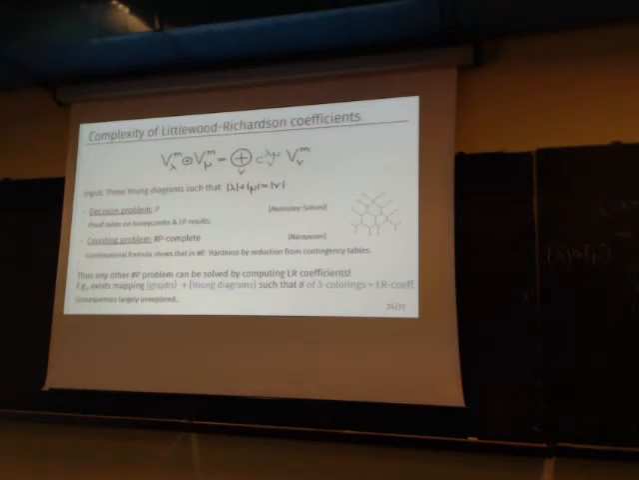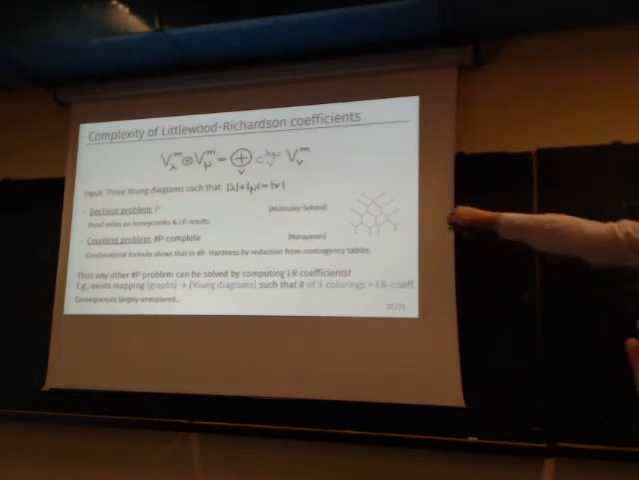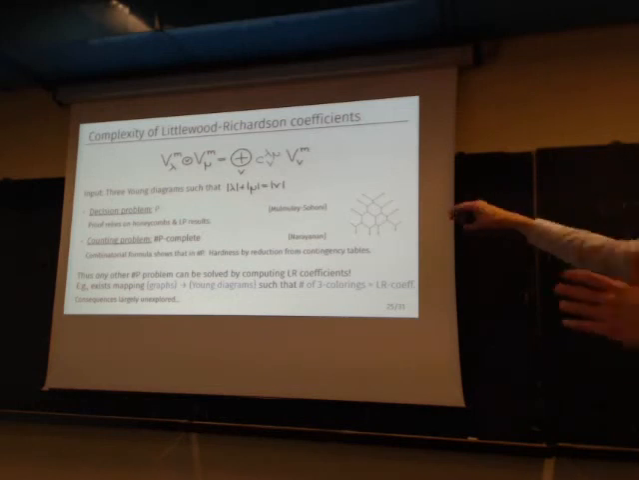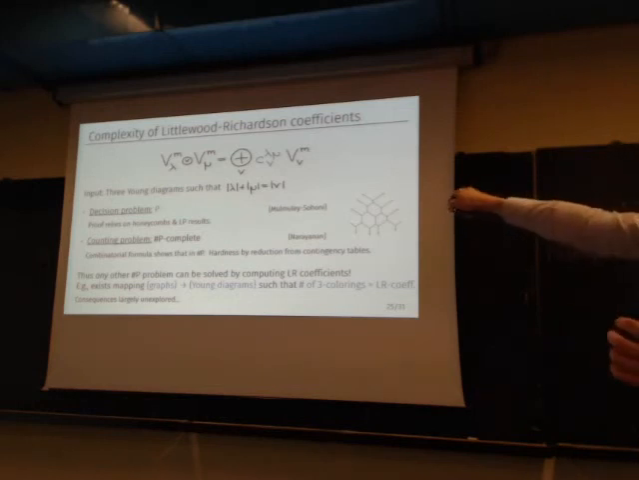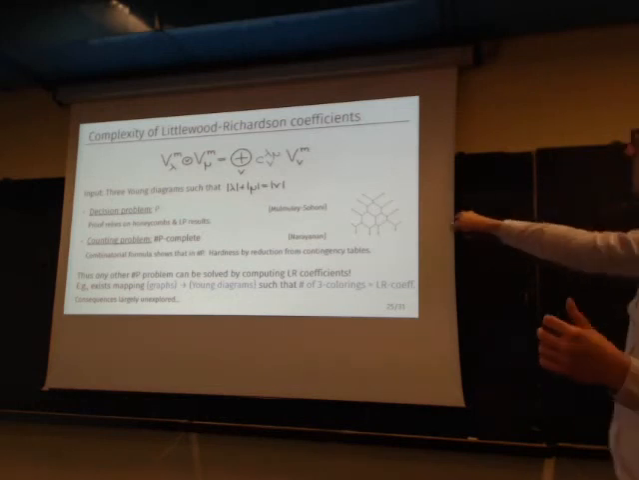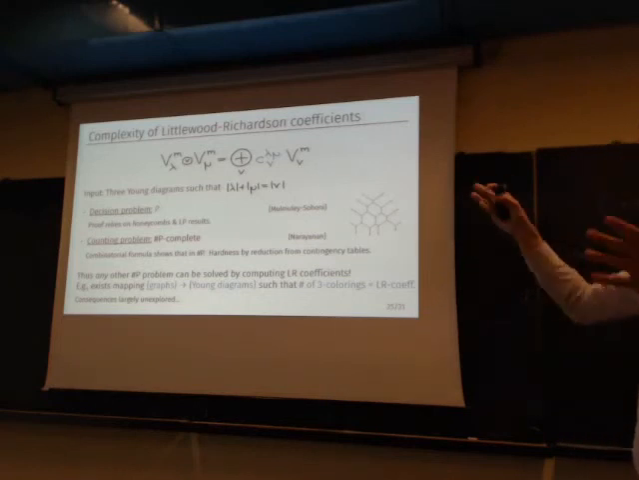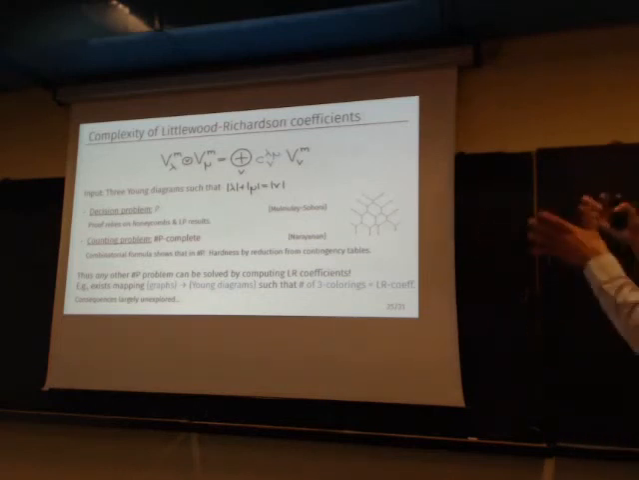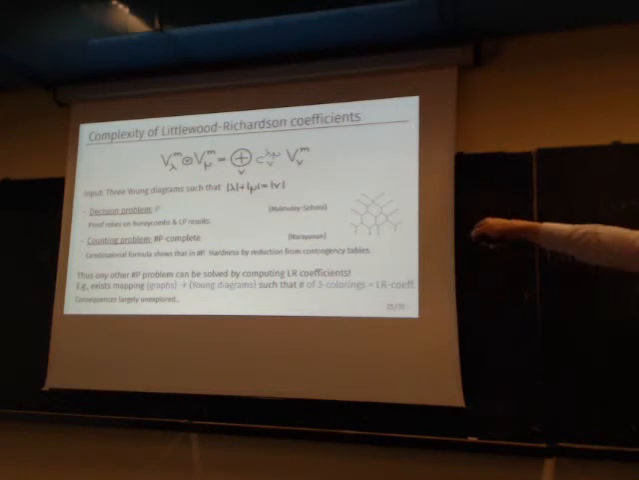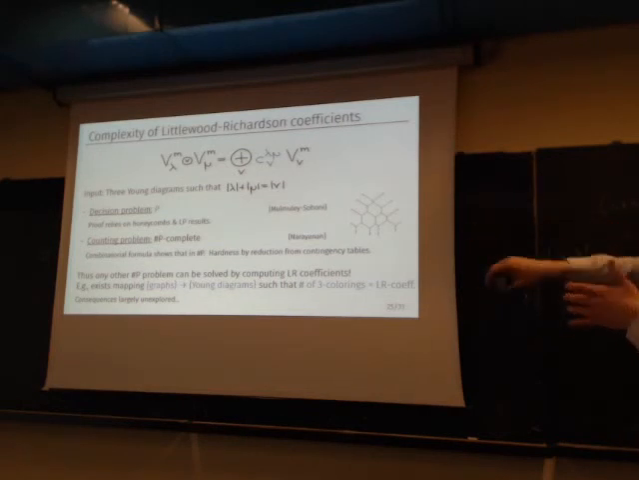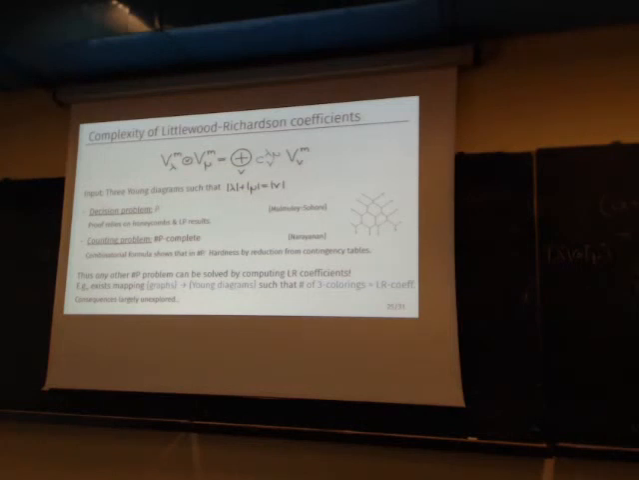Here's the Littlewood-Richardson coefficient. Again, two GL_m representations, where m is now free. m is not fixed anymore. So the input to this computational problem is the following. It's three Young diagrams, lambda, mu, and nu, such that lambda plus mu should equal nu. So the number of boxes in lambda plus the number of boxes in mu should equal the number of boxes in nu. This is the input. The decision problem asks, is the Littlewood-Richardson coefficient zero or non-zero? The counting problem asks, compute the Littlewood-Richardson coefficient.